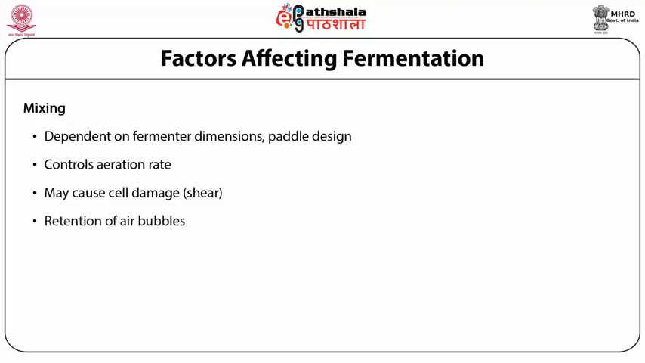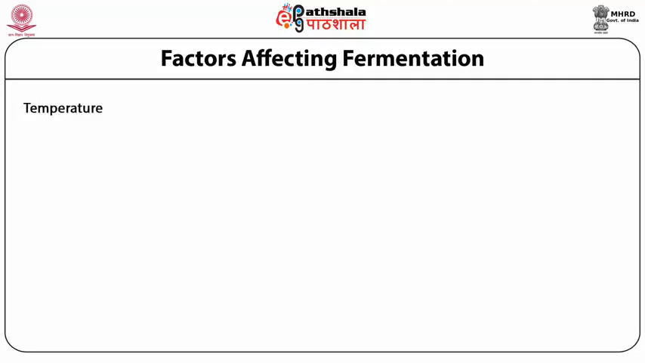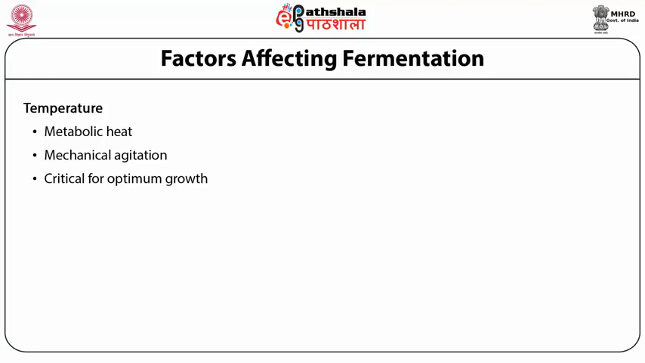Now what is the benefit of aeration? Aeration is related to the flow rate and the stir speed. It depends on the temperature. Temperature is caused by the metabolic heat produced by the microorganisms in the fermentation media. It is sometimes caused by mechanical agitation. As we know, temperature is critical for the optimum growth of certain bacteria and fungi. pH is important for culture stability and survival. It has been observed that pH tends to increase during the fermentation process.